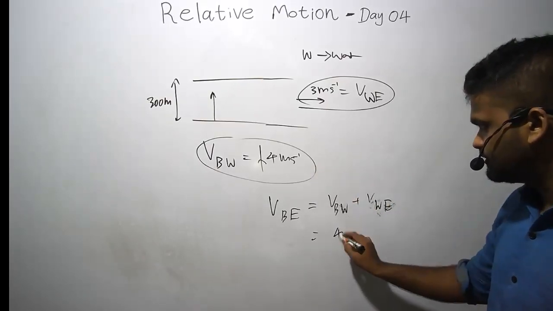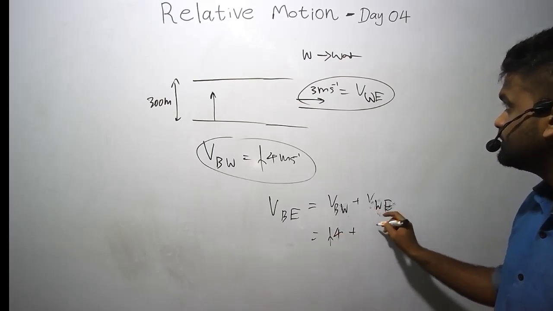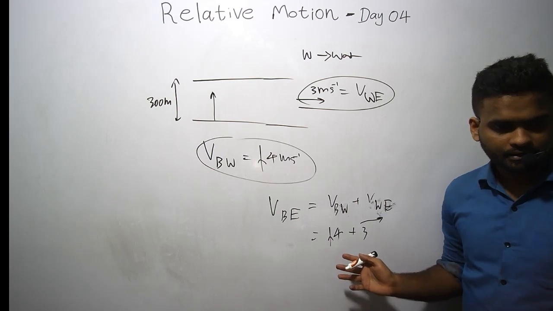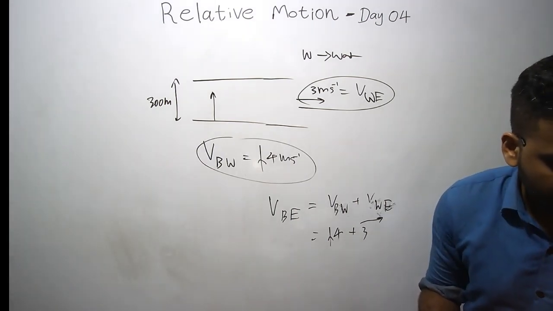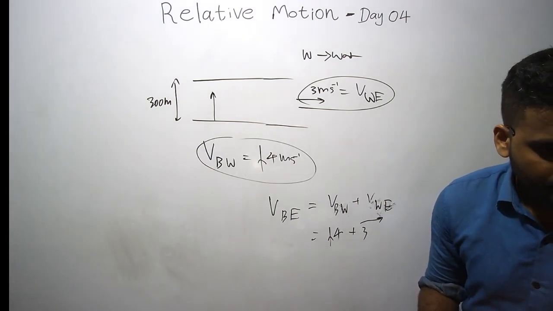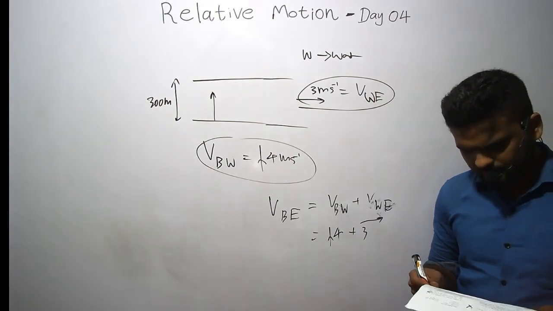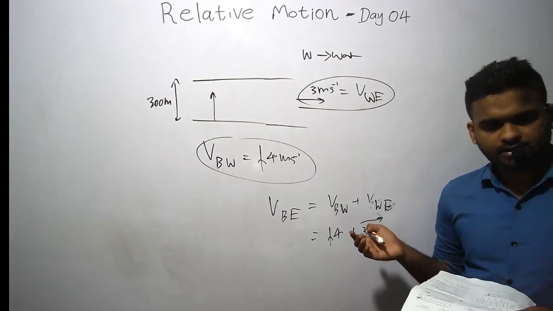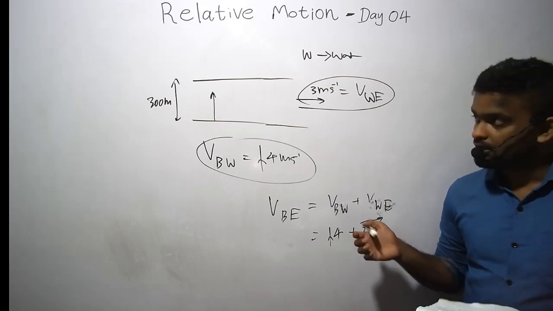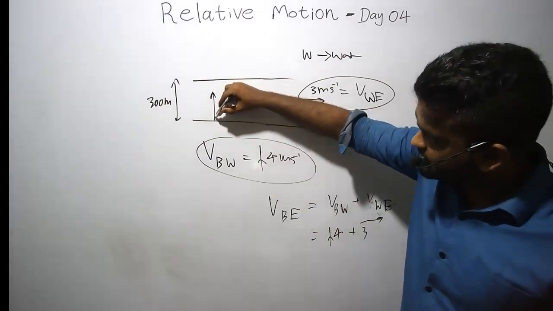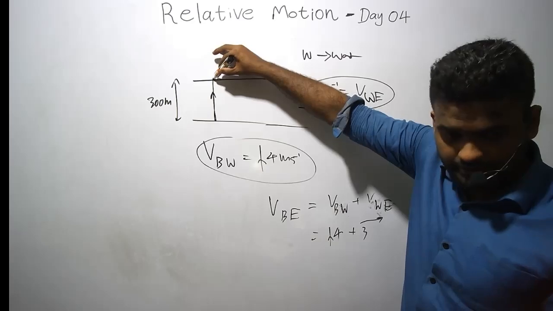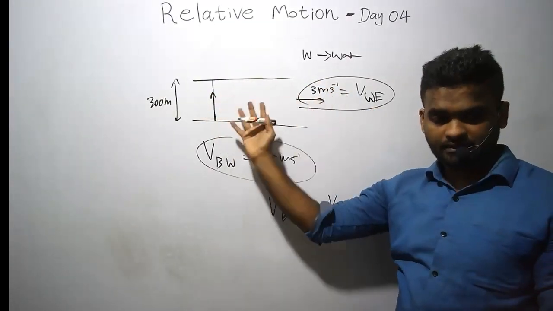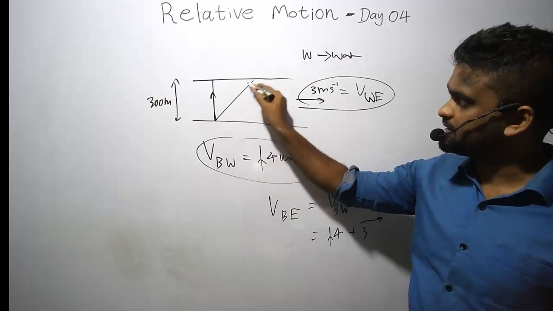BW is 4 upwards. W is 3 to this side. Actually they are not asking about that. So what happens is the boat is trying to move like this, but due to the motion of the river, the boat moves something like this.